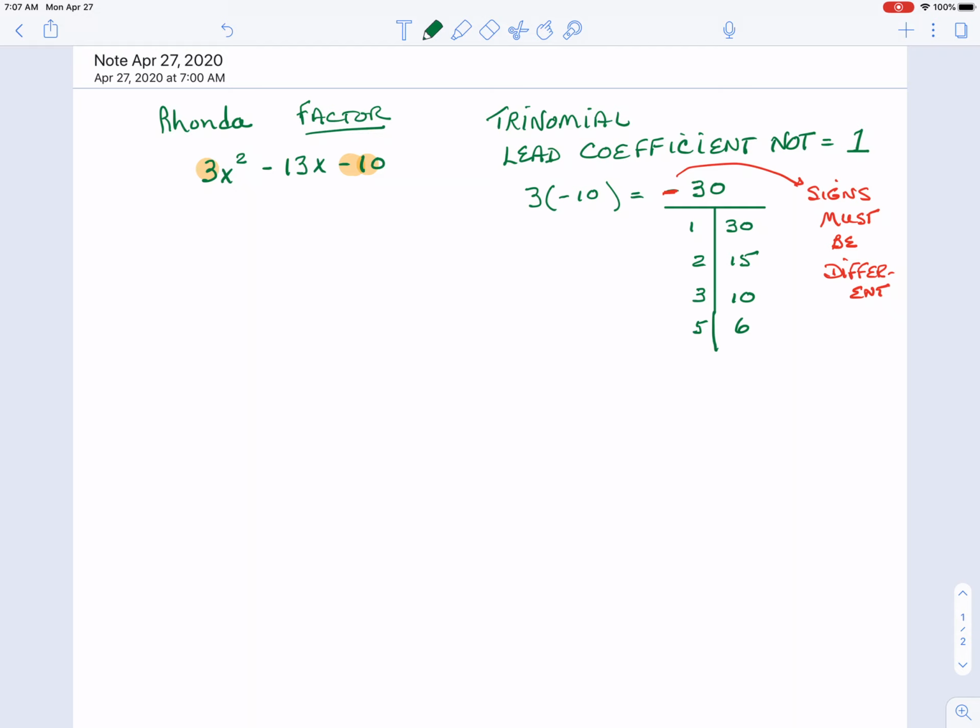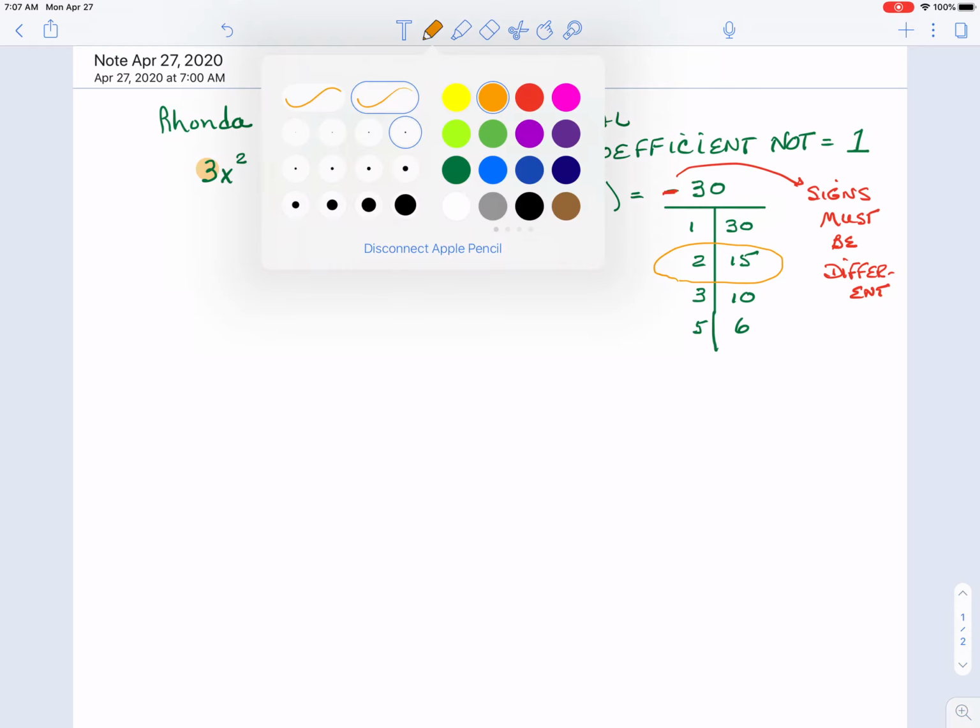Well, I haven't put the signs in yet, but I have noted that because it's a negative 30, the two signs must be different. And I'm looking at this pair of numbers here, 2 and 15, and I'm interested in those because I can see that back here for the middle coefficient on the first degree term, I'm looking for a negative 13. So I know that 2 subtracted from 15 would give me 13. I just need to figure out now where to put the negative sign.